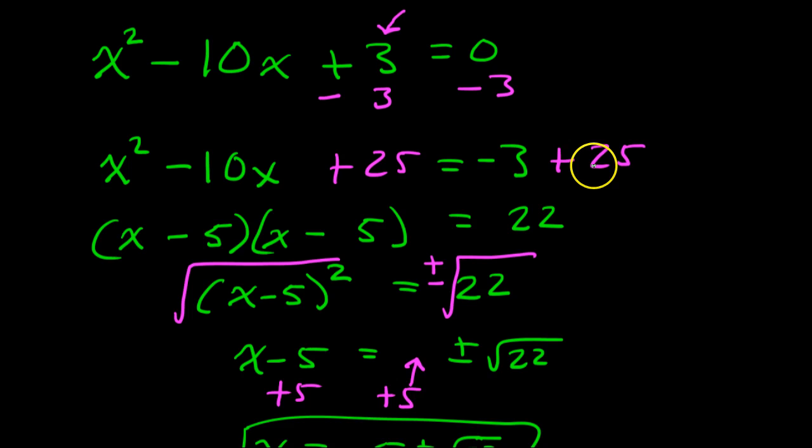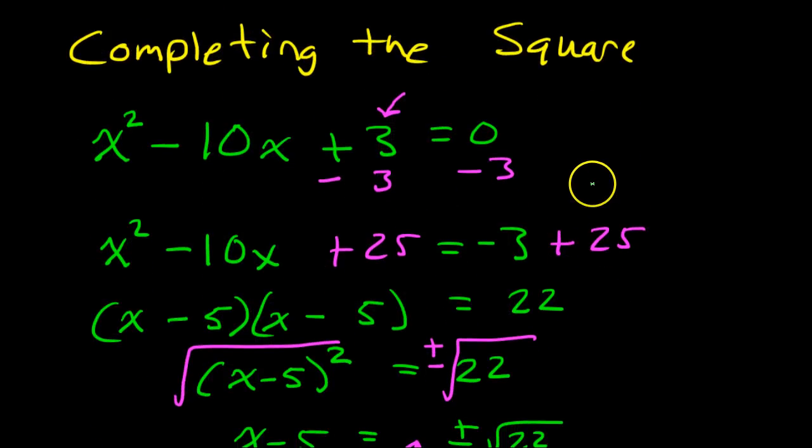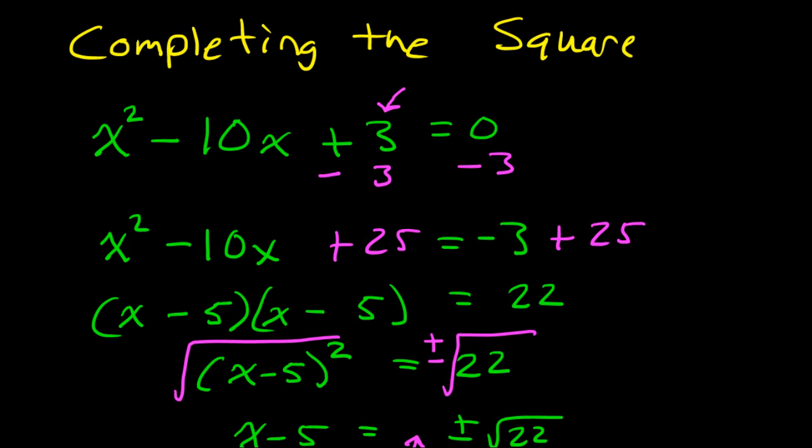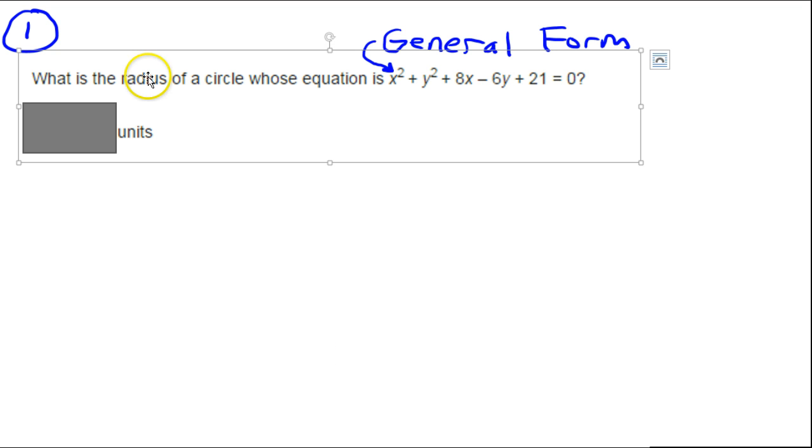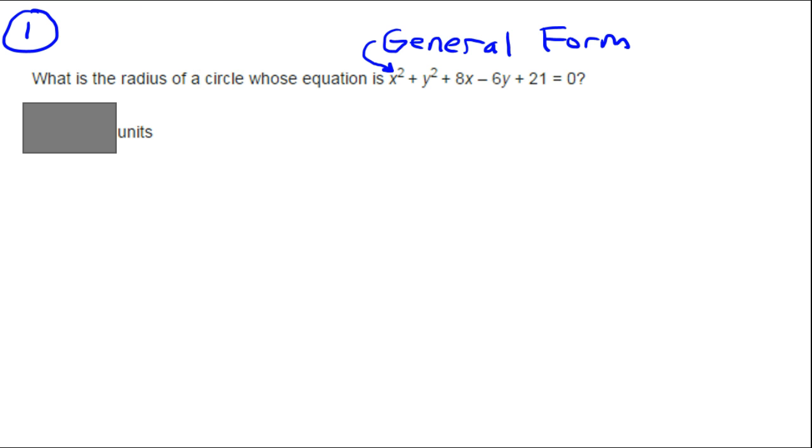Alright, that was just a review of something called completing the square. So what does that have to do with finding the radius of a circle whose equation is given to us in general form? Well, our first step is going to be to take general form, and we have to convert this to standard form. So let's see. So step 1, convert to standard form.